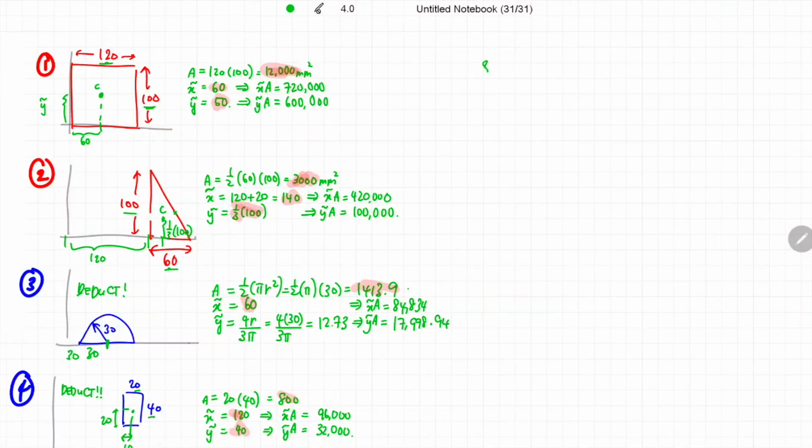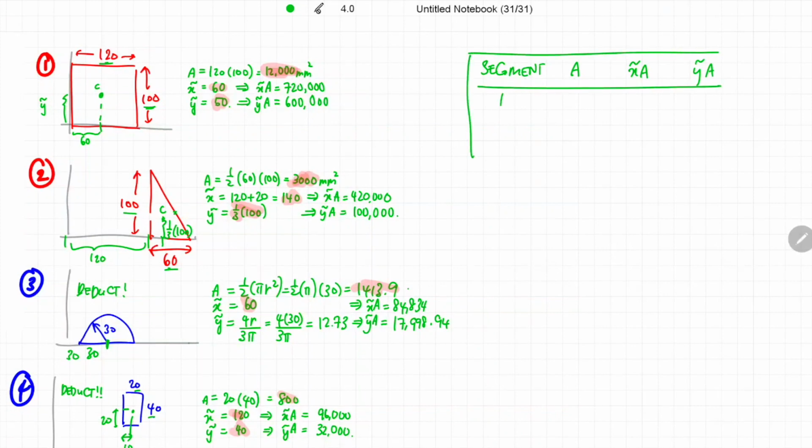Okay, now that you have collected all the necessary information, the next step is, it is best for you to organize all the data in an appropriate table. So the first column would be the segment or the shape that you have partitioned with, and then the next column would be the total area of each single shape. The third column would be the x curve multiplied with A, and the final column would be the y curve multiplied with A. There should be an additional 4 rows to represent the 4 shapes that you have partitioned it with.